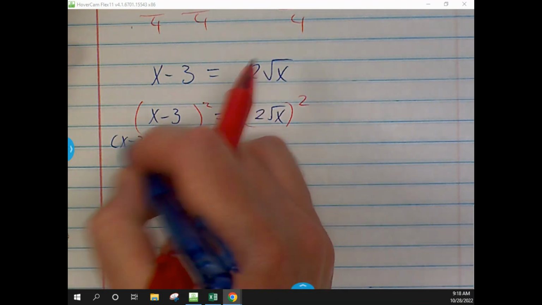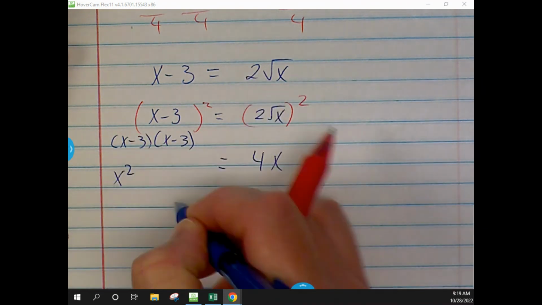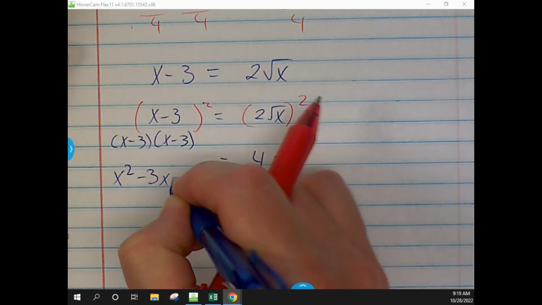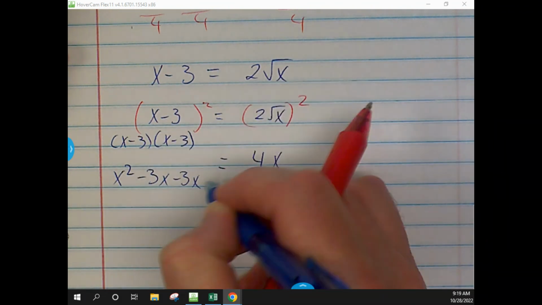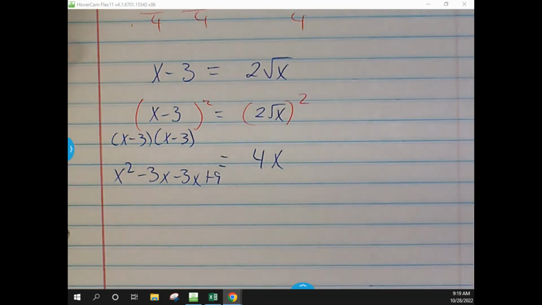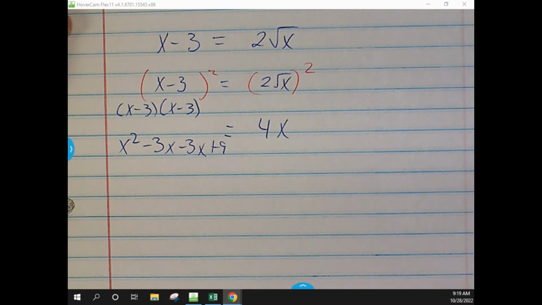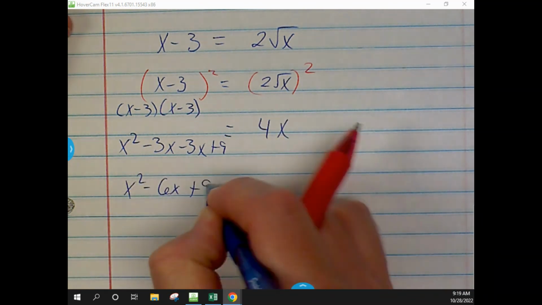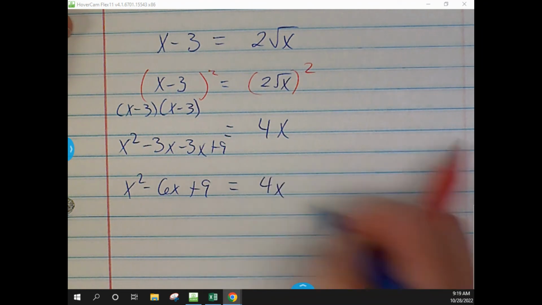And now we're going to get x times x for x squared. x times negative 3 for negative 3x. We've got another negative 3x. And then plus 9. So that becomes x squared minus 6x plus 9 equals 4x.